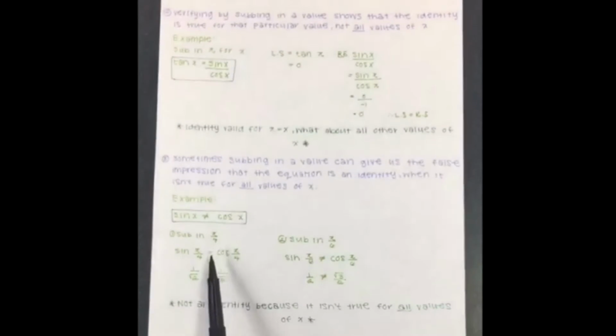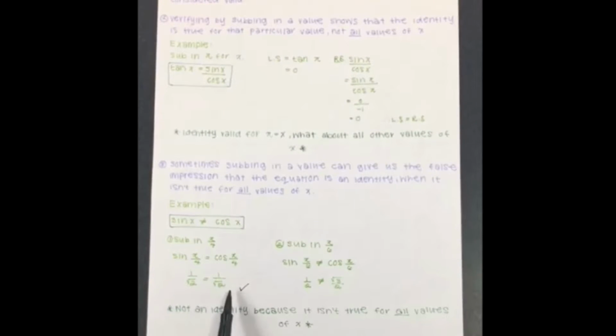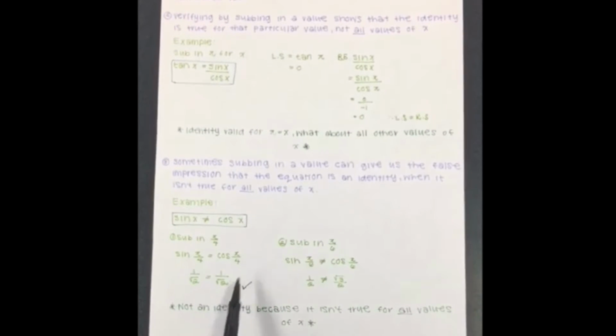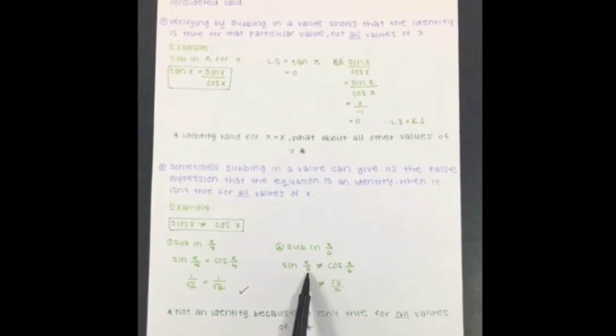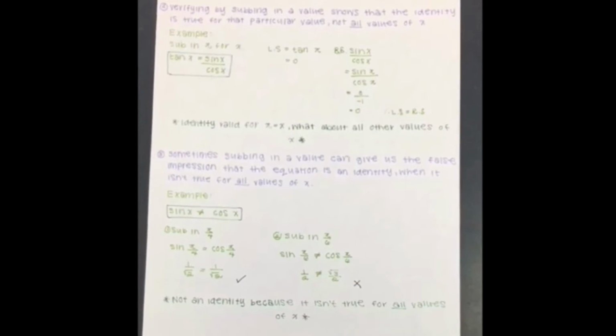Also, subbing in values isn't a reliable method because our results won't always be accurate. Some values of x can make it seem as if the identity is valid when in truth it isn't. For example, sine of x doesn't equal cos of x, but when we sub in pi over 4 for x, the two sides equal one another, giving us the false impression that the identity is valid. Well, how do we know that it's not an identity? If we sub in pi over 6, then the left side doesn't equal the right side, and in order to be qualified as an identity, all values of x must be true to the equation.